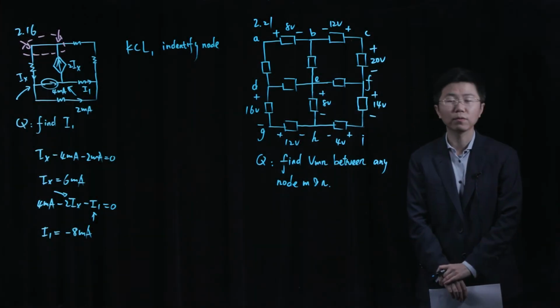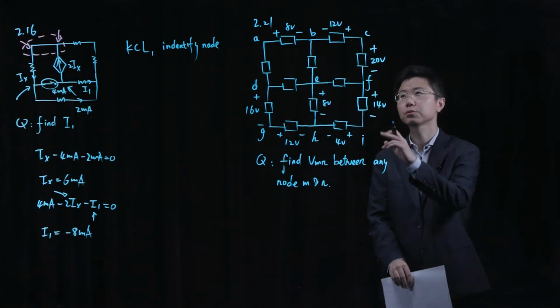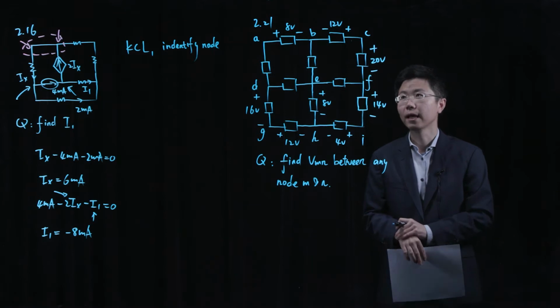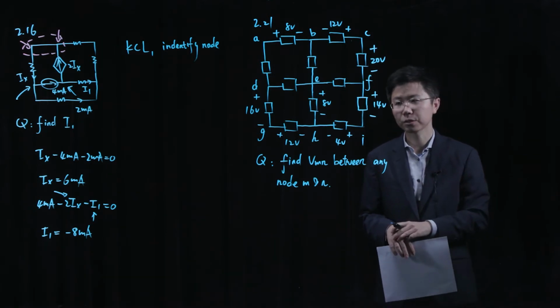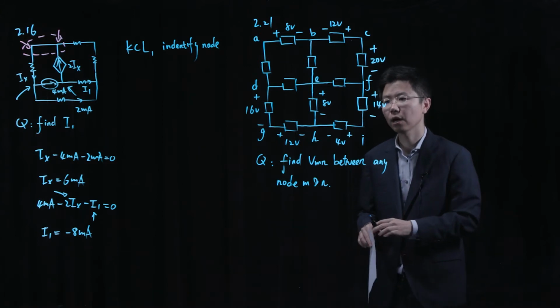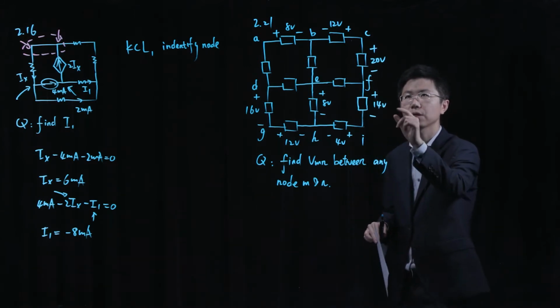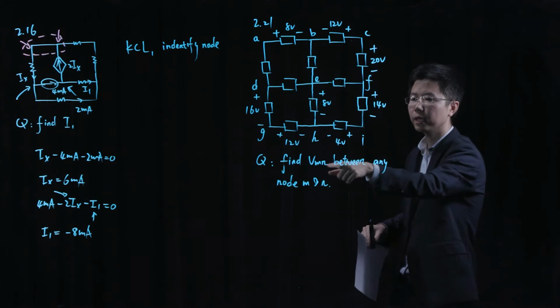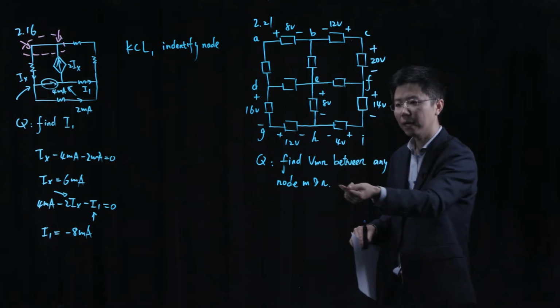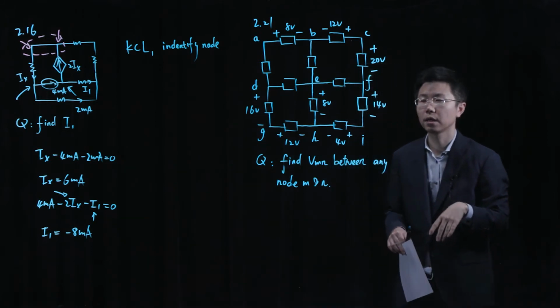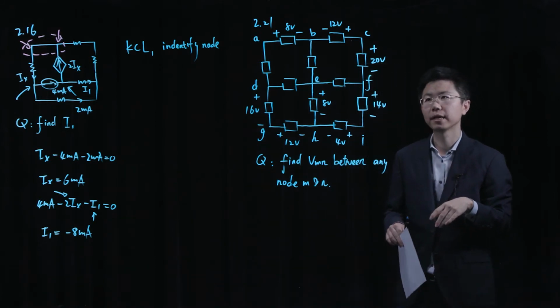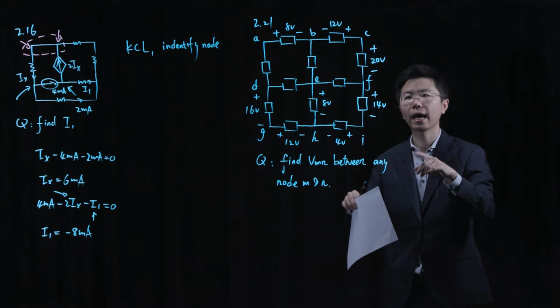All right, let's move on to the next question. This is 2.21. In here, we have a grid circuit, and the question is, we're trying to find all the voltages between any two nodes. So in here, I have V_MN, the subscripts, and given the voltage provided here, I should be able to find the voltage across any two nodes.